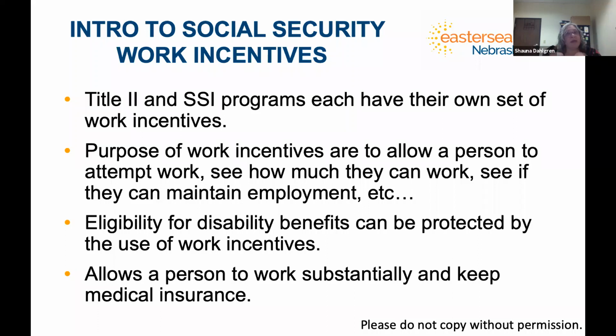There are supports, if you will, or incentives that make it very beneficial for a person to be working regardless of what type of benefit they have. And you'll see in the last bullet point there that those work incentives can even allow a person to work substantially and keep that medical insurance. So cash benefits aside, sometimes the cash benefit is not the most important thing to an individual, but access to healthcare or the medical insurance can be vitally important.